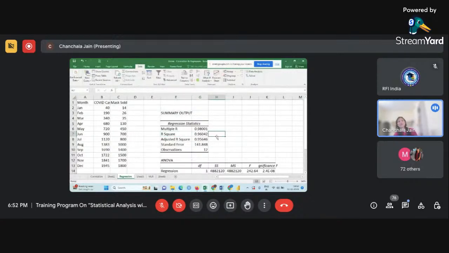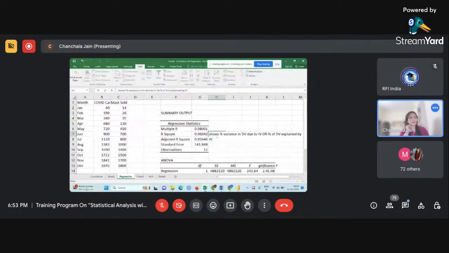So I'm writing here the interpretation for you. You can write: R square shows percent variance in DV due to IV, or I can say explained by IV, right? So I think rather than reading this, I'll explain this.